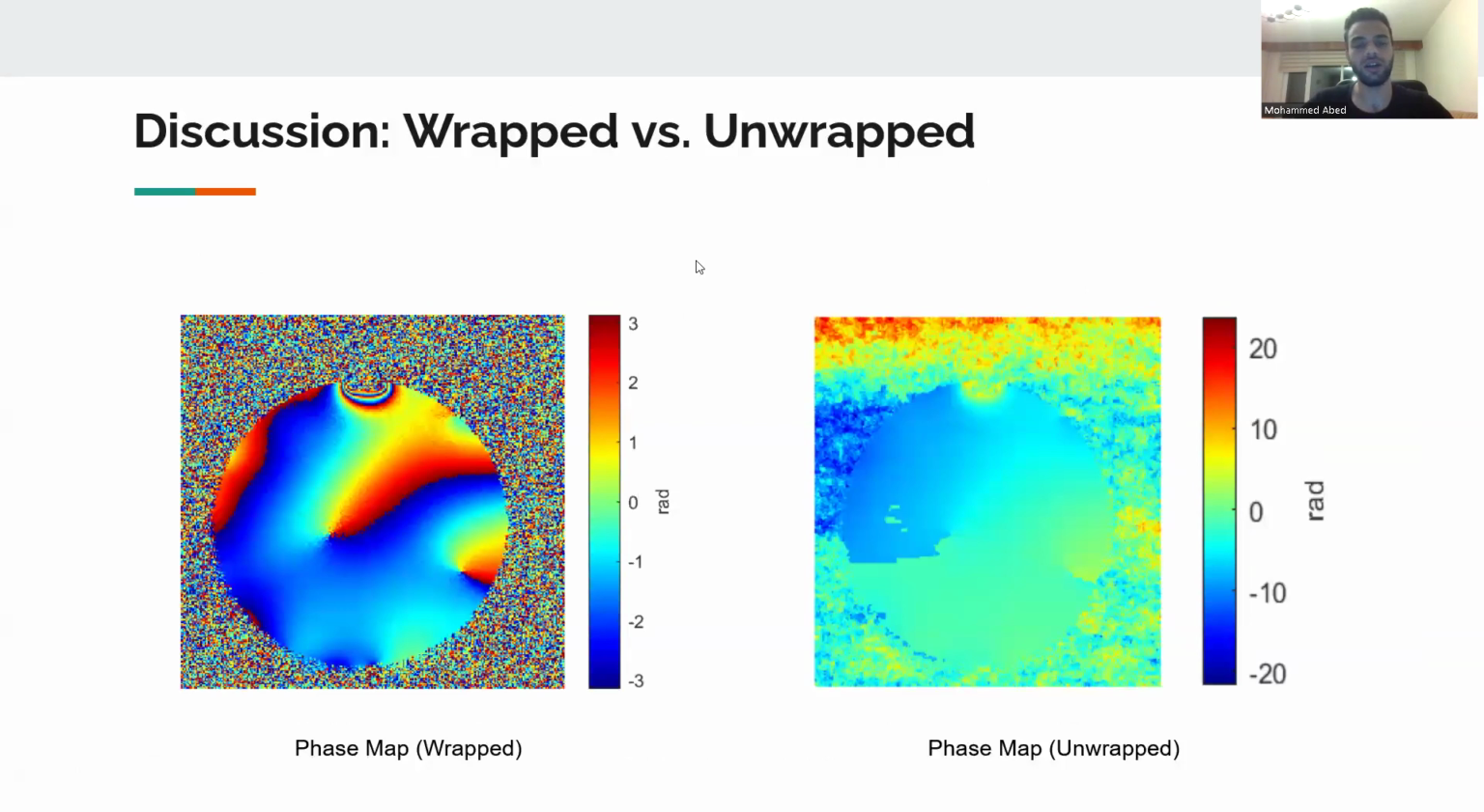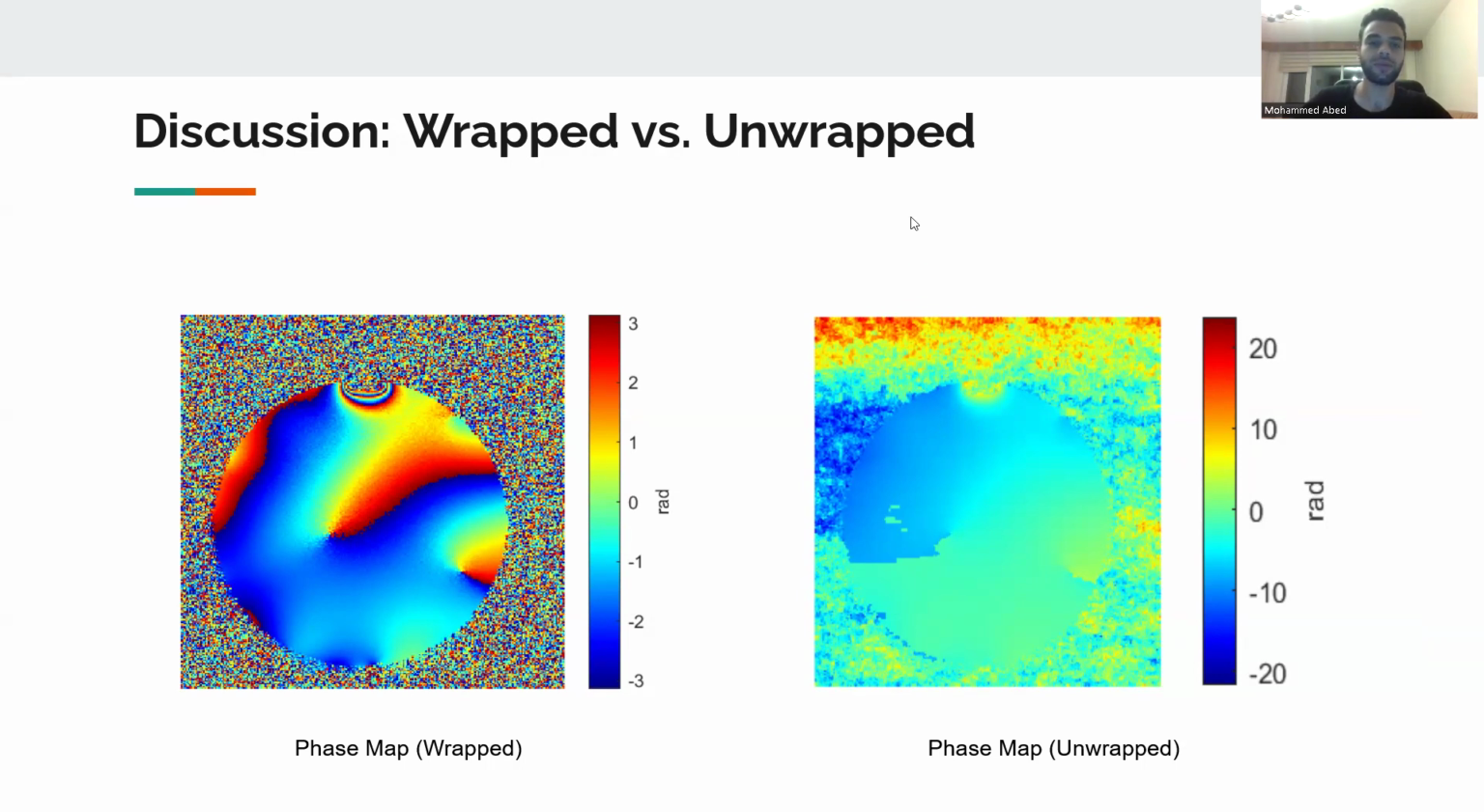And then, to understand the importance of the unwrapping procedure, I took a look at the phase map in the wrapped case versus the unwrapped case. In the wrapped case, you can see here that the background is very noisy and the phase is very discontinuous. But after doing the unwrapping, the background is way less noisy and the phase looks more continuous.